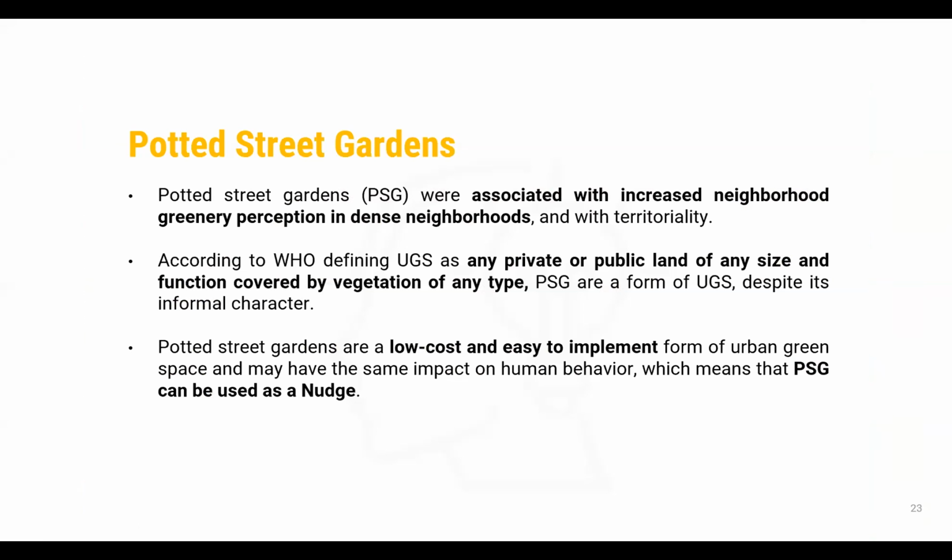These potted street gardens were studied since the 70s and 80s in Japan and were associated with increased greenery perception in dense neighborhoods and with the urban green space shortage, which suggests that PSGs are used as a subconscious coping mechanism to green space unavailability. And according to the World Health Organization, which defines urban green space as any private or public land of any size covered by vegetation, PSGs are a form of urban green space.